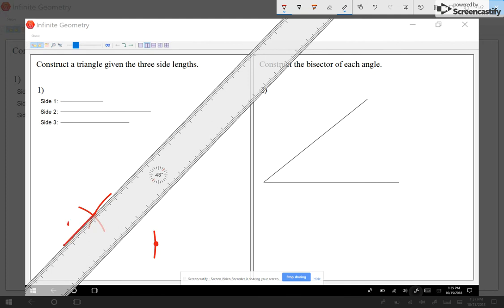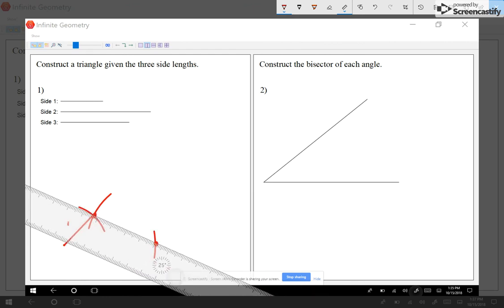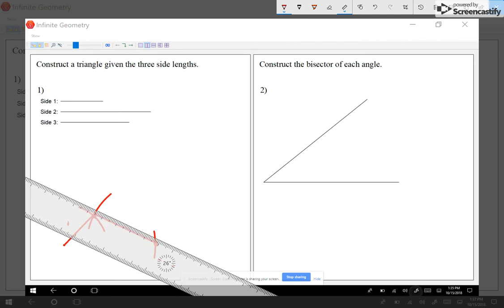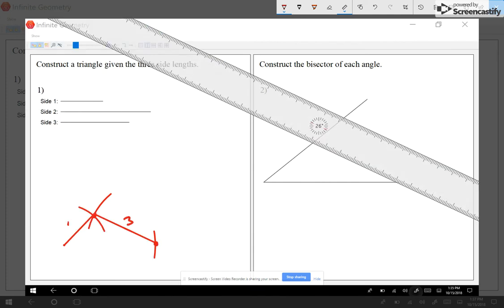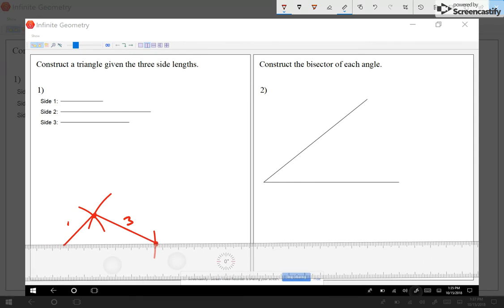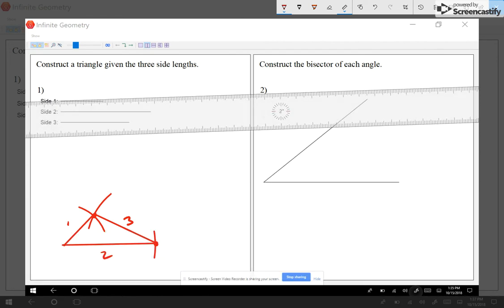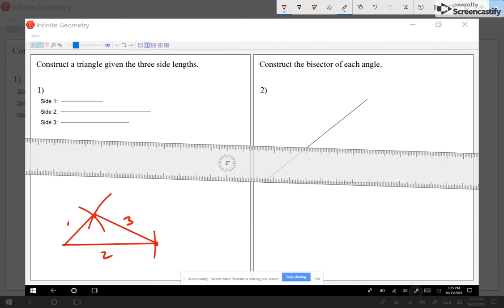This is technically side 1. If I connect these 2 points, remember I made this arc using side 3, so this is technically side 3. Now the bottom line, remember that was the biggest side, which is where we started, which technically is side 2. So notice I use all 3 sides and there's my triangle.